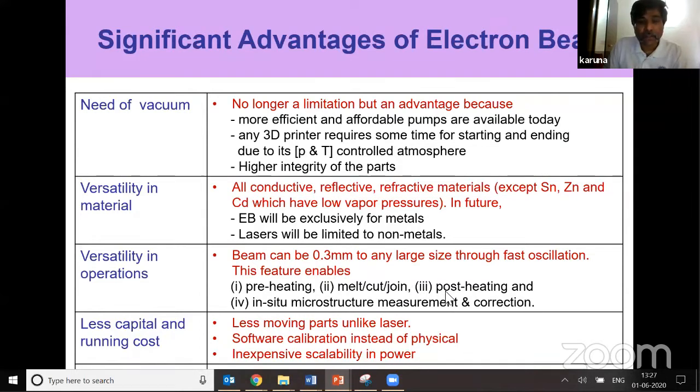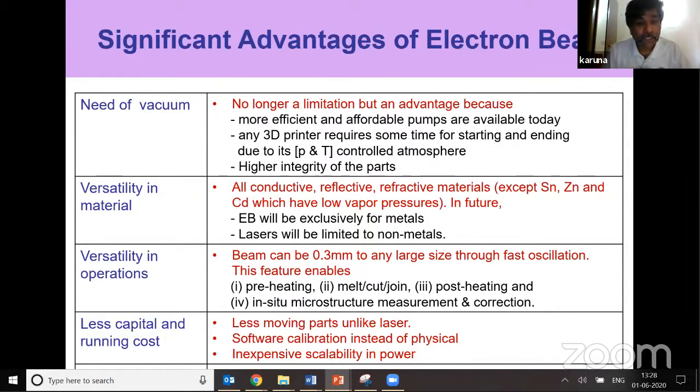Then after that also, in case you think there is some residual stress buildup possible, the same beam can do post-heating. The fourth interesting thing is, you know that all SEM and all, they make use of electron beam for microstructural analysis. So whenever there is an electron beam, it is always accompanied by X radiation. So it has both positive and negative aspects. If it is exposed to the human being, then it is dangerous. So you have enough protection.